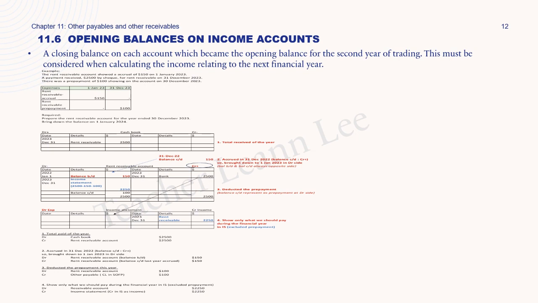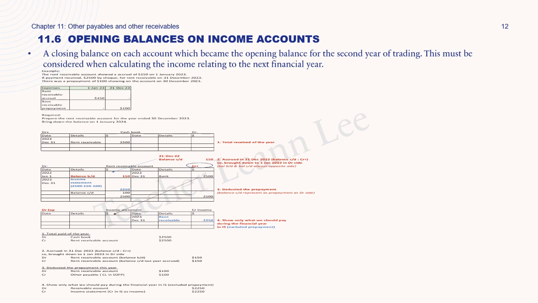So how much do I receive during the year? I receive 2,500. So in the cash book, I received 2,500 for the rent receivable, but this could include the prepayment or accrual, for example. But I don't really consider this because the cash book doesn't see the accrual and prepayment, it only sees what is actually paid and received.